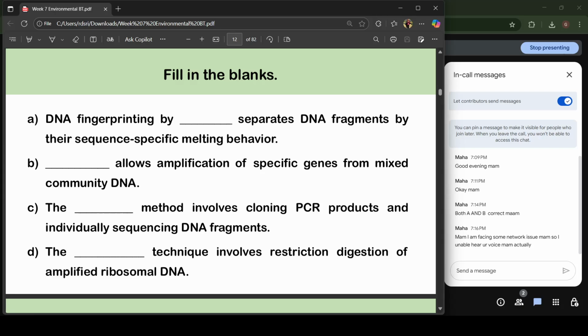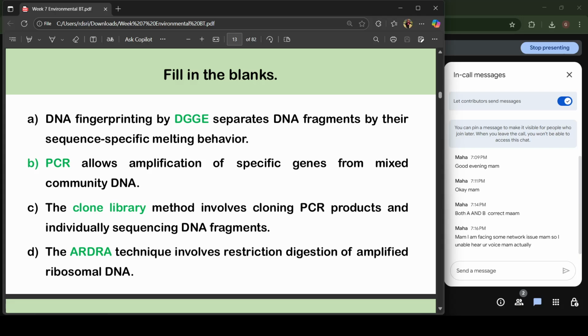So the next question is a fill in the blank question. The first statement is: DNA fingerprinting by dash separates DNA fragments by their sequence specific melting behavior. We'll just discuss the answer directly. The DNA fingerprinting by DGGE is what we discussed in the very first question of today. Denaturing gradient gel electrophoresis separates DNA fragments by their sequence specific melting behavior.